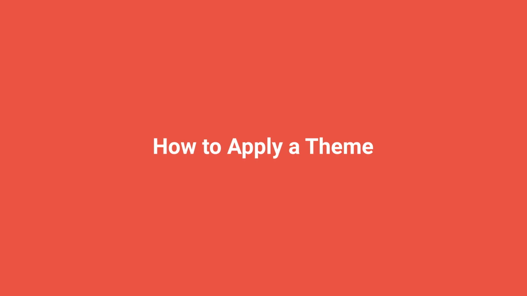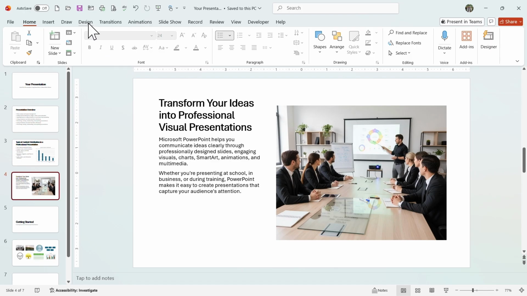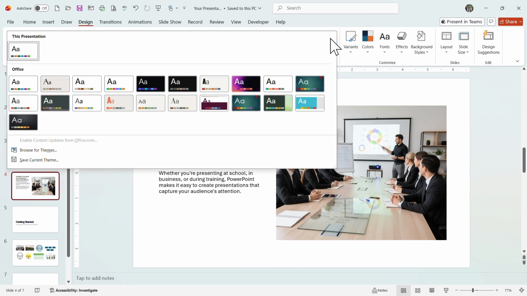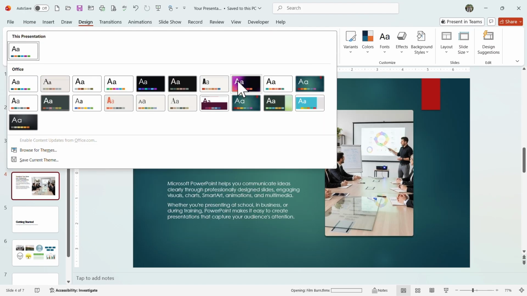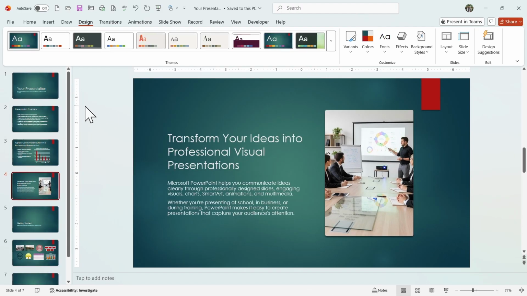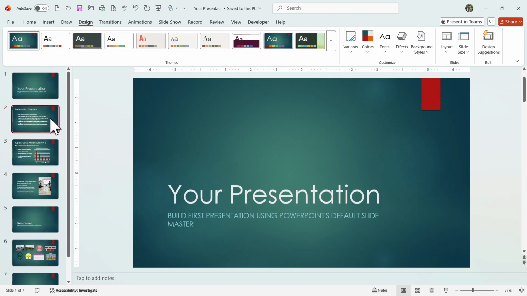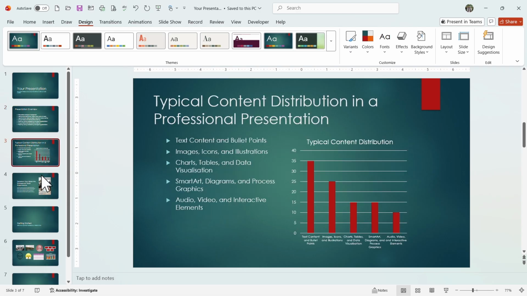How to apply a theme? To apply a theme, click the Design tab on the ribbon. In the Themes group, point to a theme to preview how it will look on your presentation. Click the theme you want to use, and PowerPoint will apply it to all slides in your presentation.